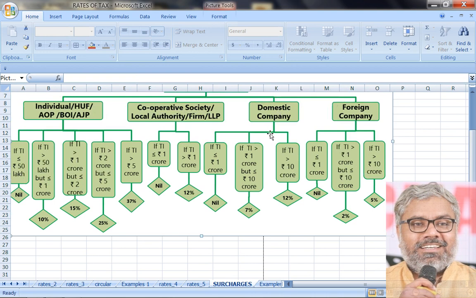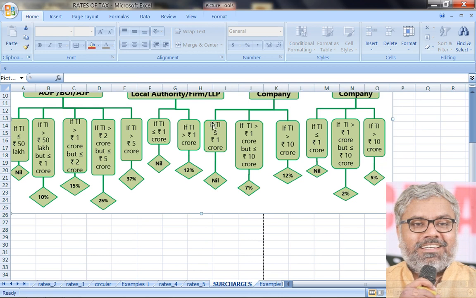Then, coming to the company, company has multiple things here once again. Here, domestic company is having different surcharge levels, foreign company is also having different surcharge levels. And also if you observe, tax rates are different for domestic companies and foreign companies. Now, domestic companies, what are the surcharges? Let us see. If the domestic company's total income is less than or equal to 1 crore, income we are talking, not turnover, nothing else. Income we are talking. Surcharge is always a condition based on income.